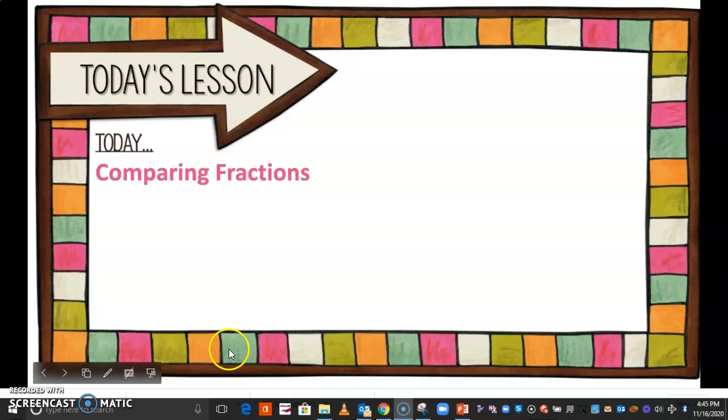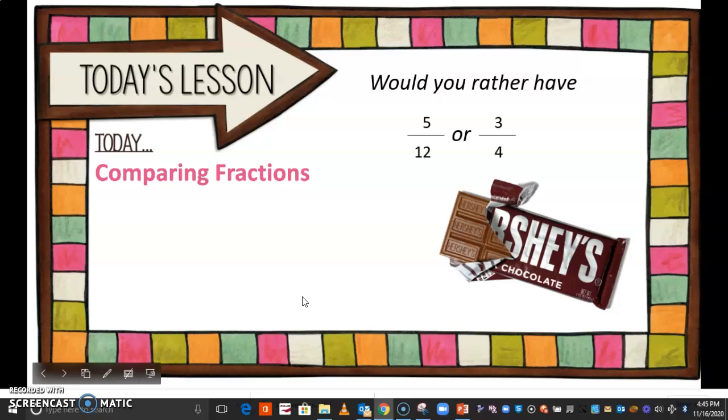Okay, so today's lesson, we were talking about comparing fractions. Remember, we talked about if you or someone you know really likes chocolate and you would like to have the most amount of chocolate possible, would you want 5/12 of that chocolate bar or 3/4 of that chocolate bar? And remember, we talked about that at the end of the lesson after we've learned a couple strategies. So we're going to hang on to that information. We will revisit that at the end of our lesson.